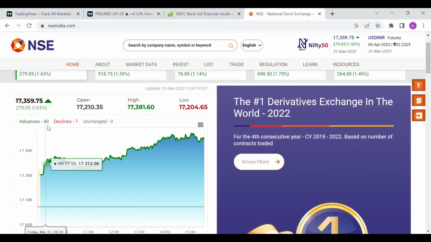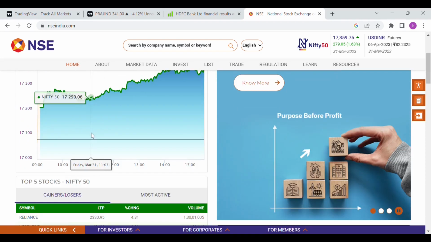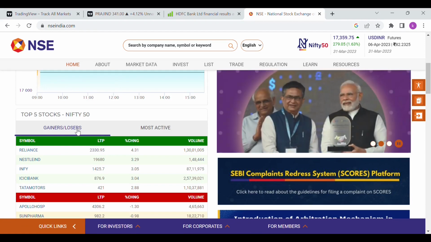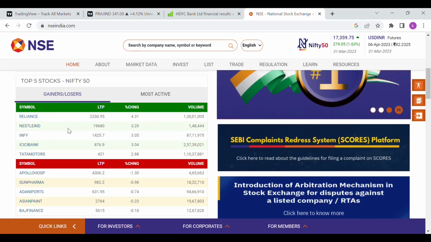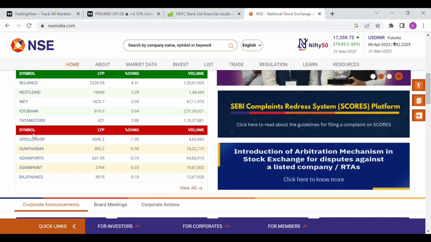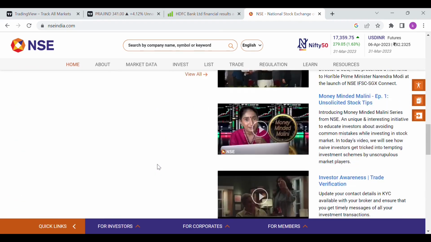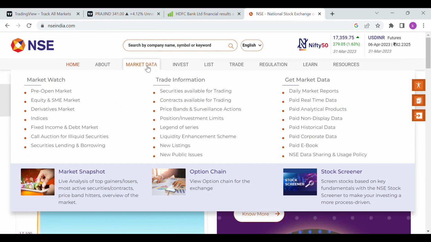It also gives you how the trading activity was on 31st March. Advances 43 means 43 stocks were rising, and 7 stocks declined. Then if you scroll down, there are top gainers and losers. If you click top gainers, Reliance has gained 4%, Nestle, Infosys, ICICI. Then these are the top losers. Also Apollo is in the negative. So you can study this.